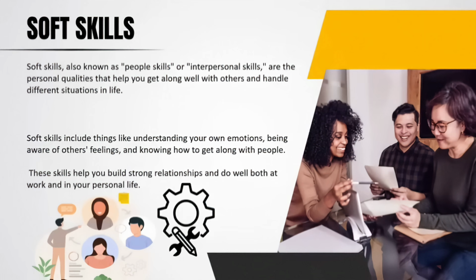Now that we have had some information regarding hard skills, let's understand what soft skill is. Soft skills are also known as people skills or interpersonal skills. These are the personal qualities that help you get along well with others and handle different situations in life. Soft skills include things like understanding your own emotions, being aware of others' feelings, and knowing how to get along with people. These skills will help you build strong relationships and do well both at work and in your professional life. So that is why soft skills are also called people skills, power skills, or interpersonal skills.